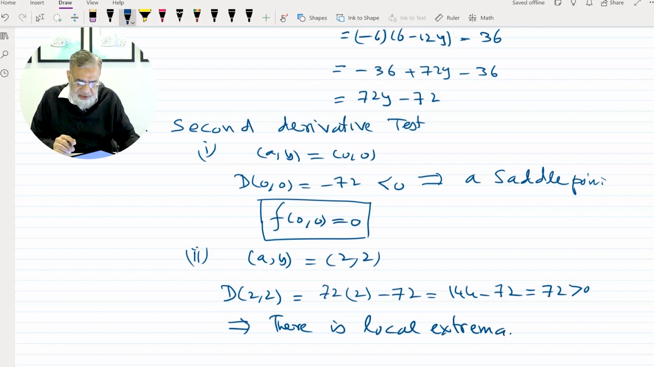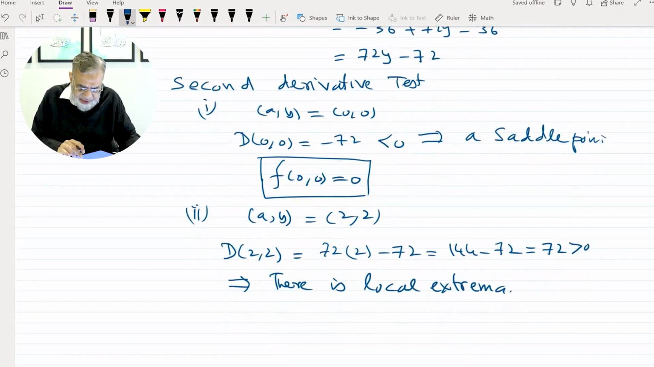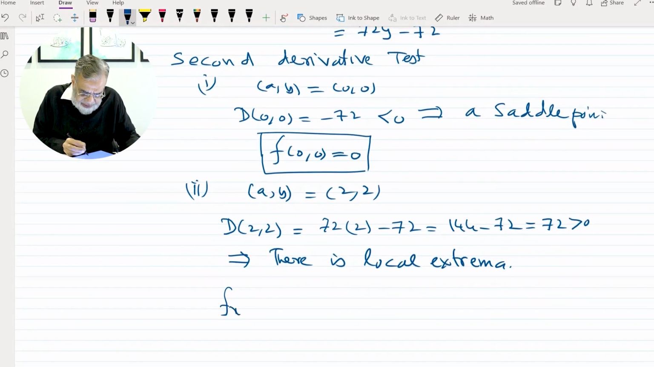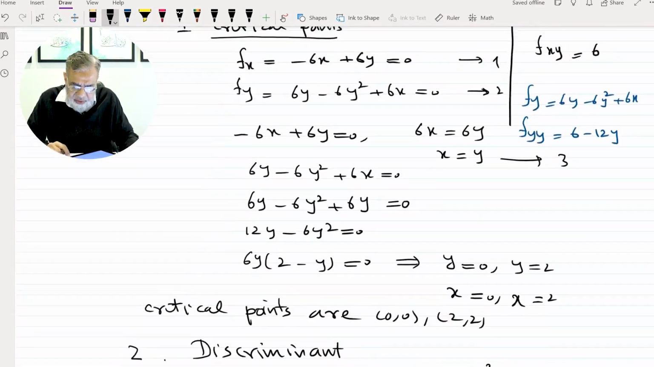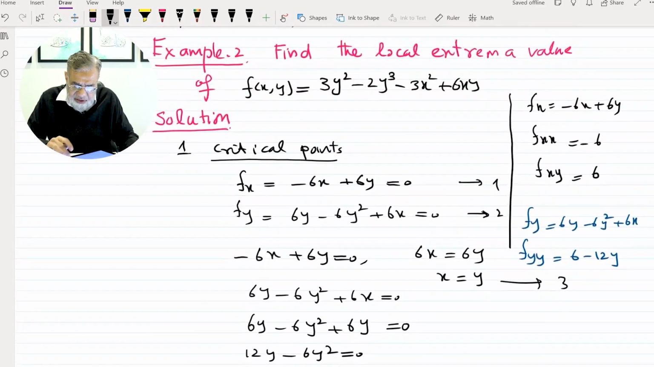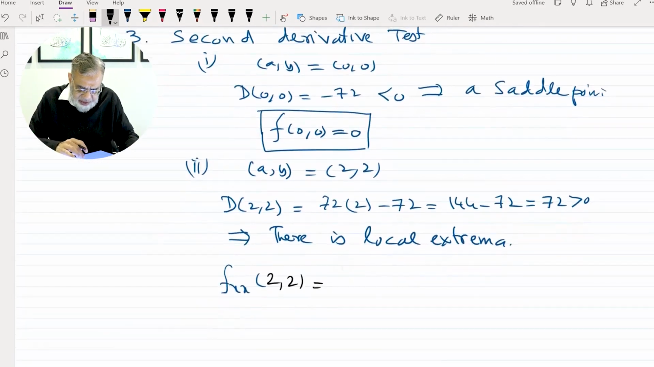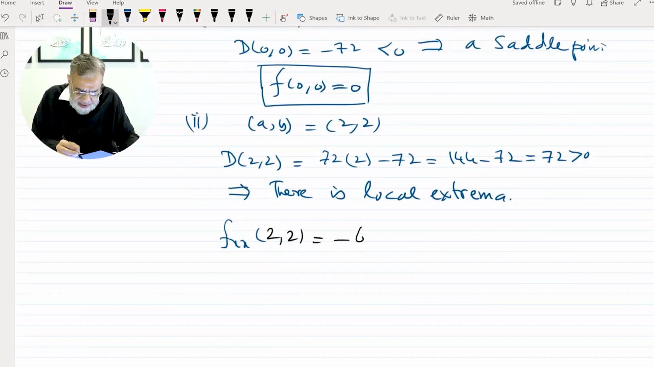Now I take the secondary test, f_xx or f_yy. So I just take f_xx and find its value at point (2, 2). Here f_xx is minus 6, and this is less than 0. This implies there is a local maximum at this point.